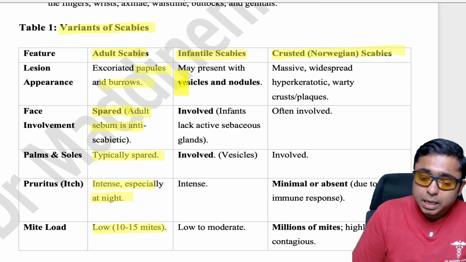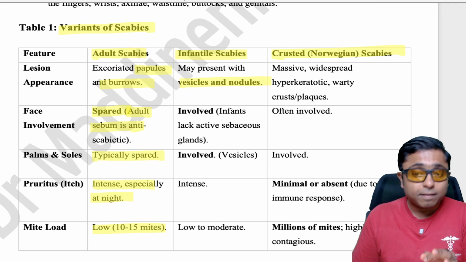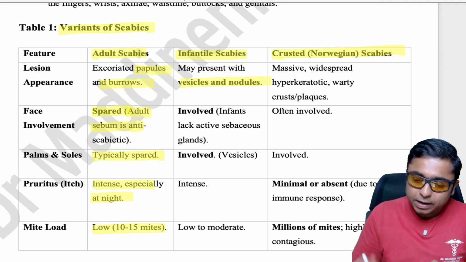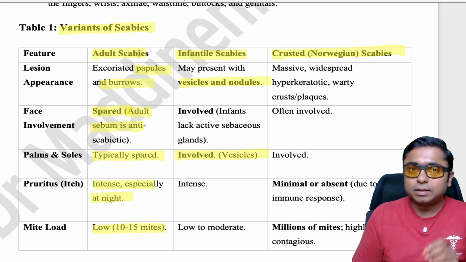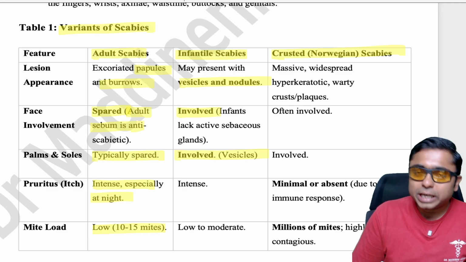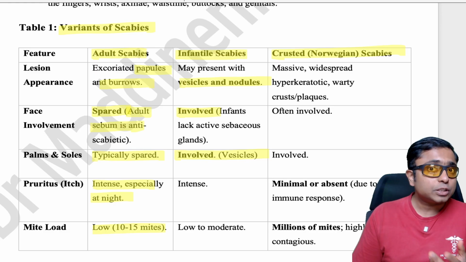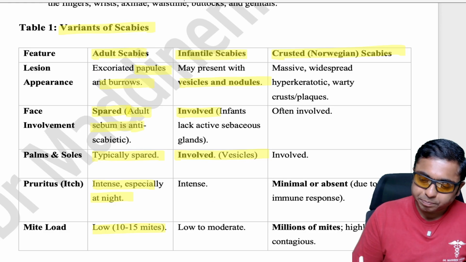Infantile scabies, remember there can be vesicles and also nodular lesions in the infants, and especially in infants, if you see the palms and soles having vesicles, you should think of scabies. And also the face can be affected in the infants because sebaceous gland activity is not yet there in infants.